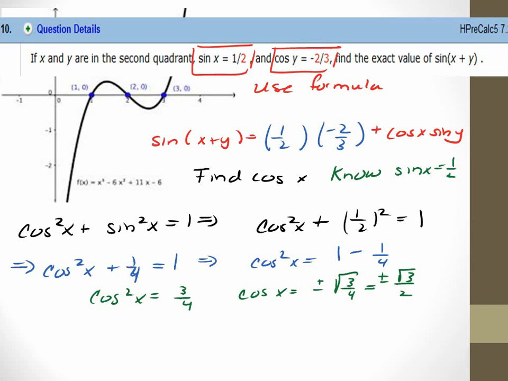And how do I get the cosine by itself? Square root both sides. So cosine x is plus or minus square root of 3/4, which is the same thing as plus or minus square root of 3 divided by 2. Now, I don't get a plus or a minus because they gave me another piece of information at the top. They said it's in the second quadrant. In the second quadrant, cosine is less than 0. So I don't need the positive one, I only have the negative one, which I wrote in yellow.